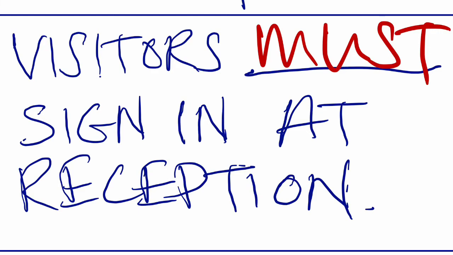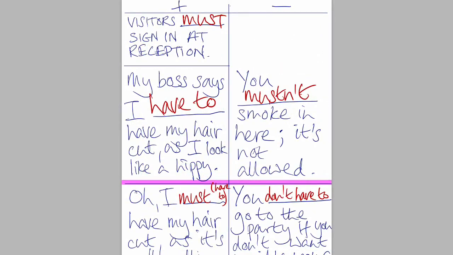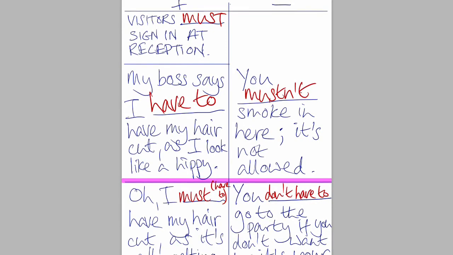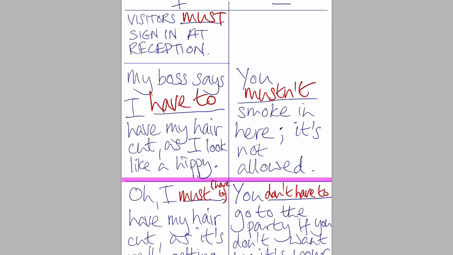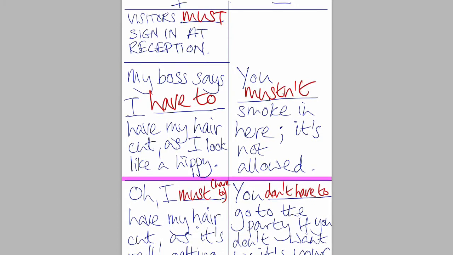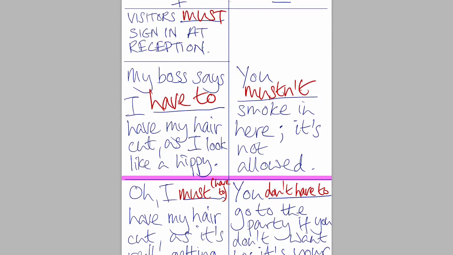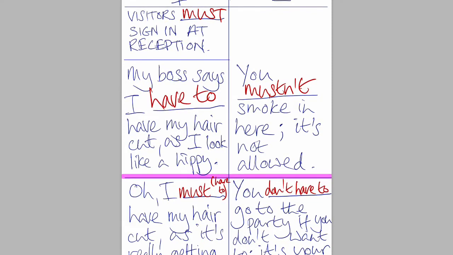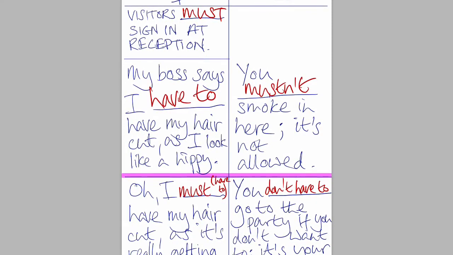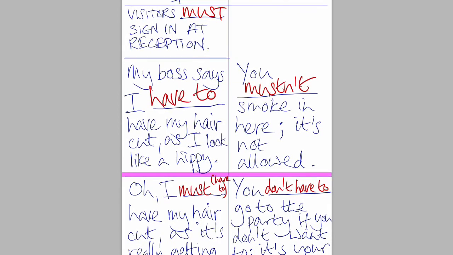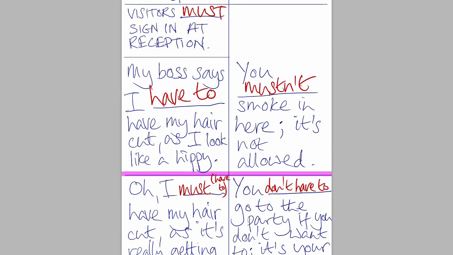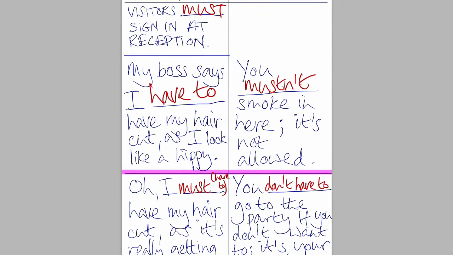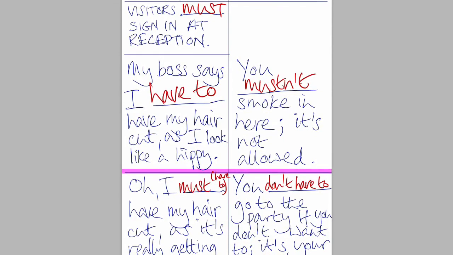So what's this all about? You'll notice that I've drawn a horizontal pink line across the middle of this sheet. The words above the pink line, must, have to, and mustn't, have something in common. And the words below the pink line, must or have to, and don't have to, have something in common with each other. If you want, you can pause the video to have a bit of a think before I tell you the answer. See if you can work it out. If so, then pause it now.